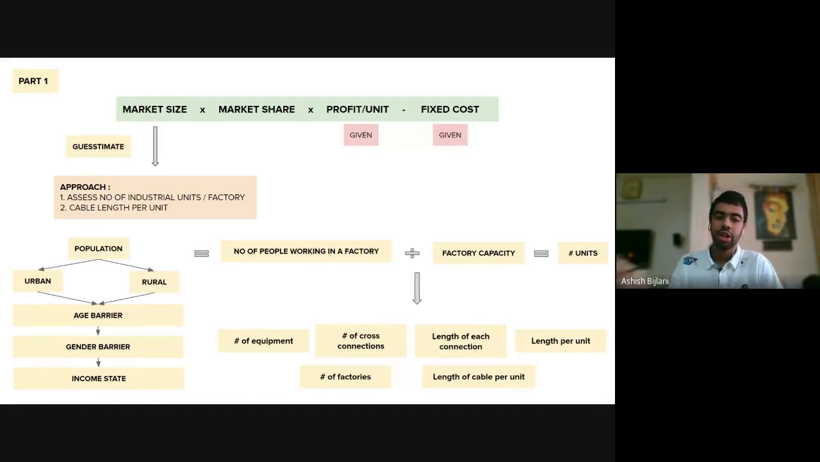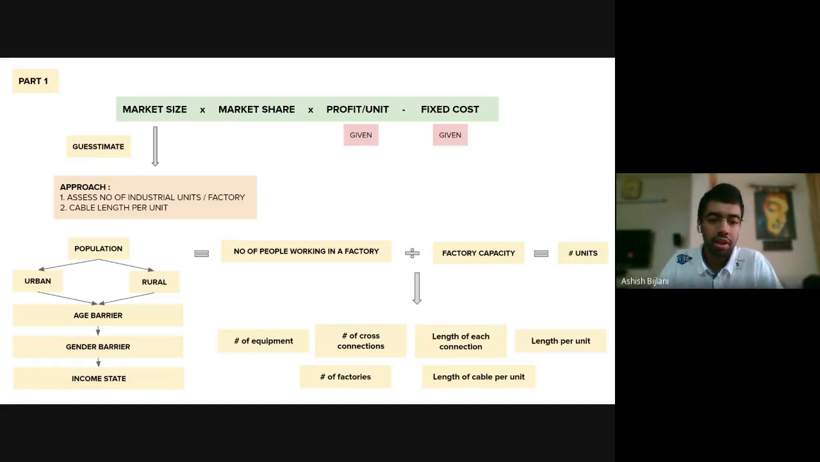Second aspect is once I do know the number of factories, I will find the cable length that each of these factory units is utilizing. Multiplying the two, obviously, I'll get the total cable length demand for the country. If it's clear till here, I'll break it down further how it was done. There are two parts of this guesstimate. First one is how do you assess the number of industrial units? Once again, I'd like to clarify there are multiple ways of doing it. Probably we can spend some time looking at alternative approaches at the end.